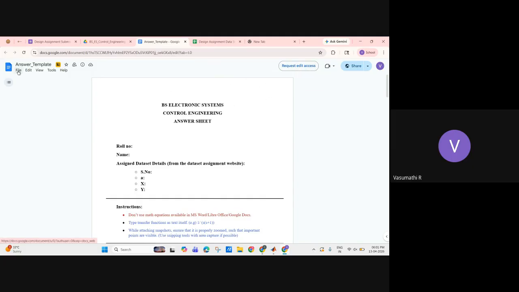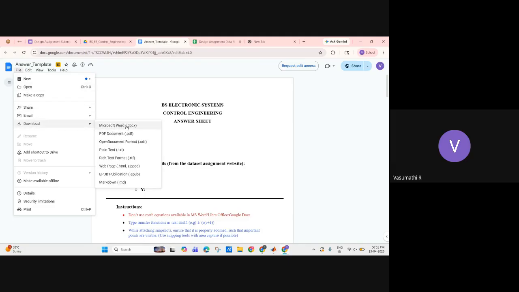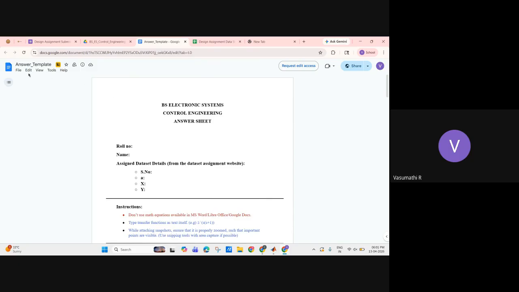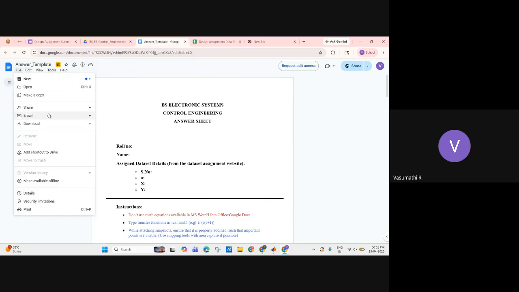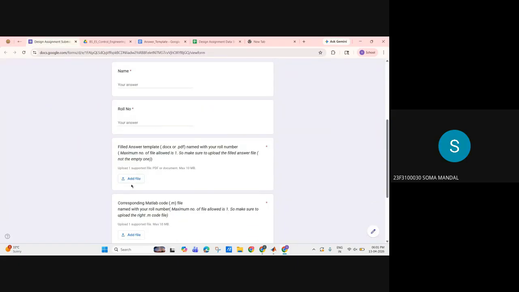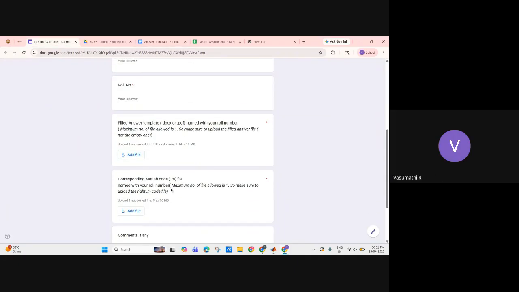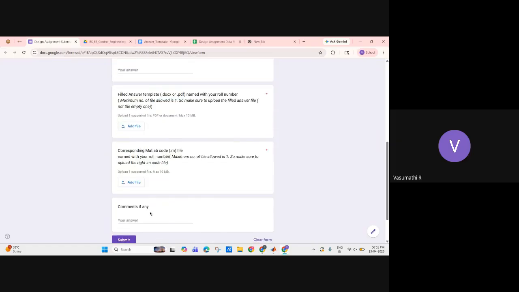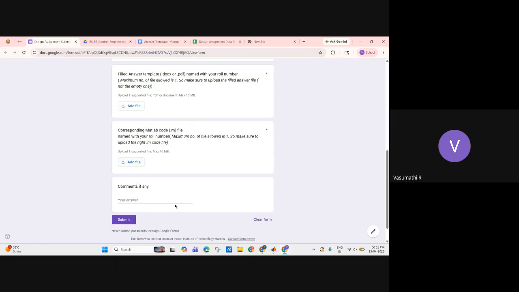Just go to the file, download, and you can download this empty file as docs. And then edit in your system or upload this again to your mail ID's docs online, and then you can edit. After editing, fill all the details, download it again, save it as PDF, and upload it here. Okay, ma'am. Then, if you use some MATLAB code for this, upload that MATLAB file entirely here. That's it. And then you submit. That's how the submission should be done.